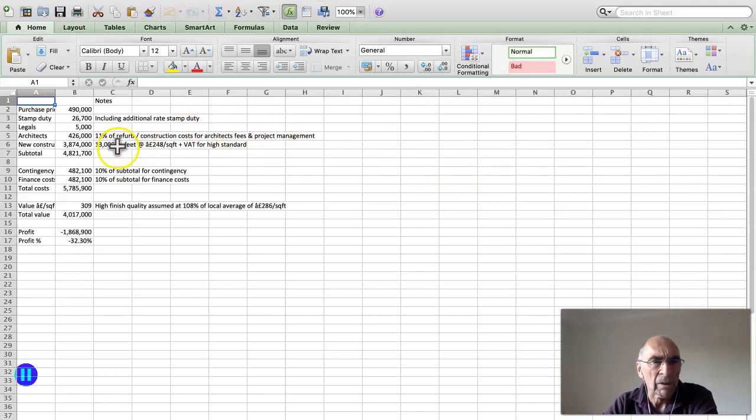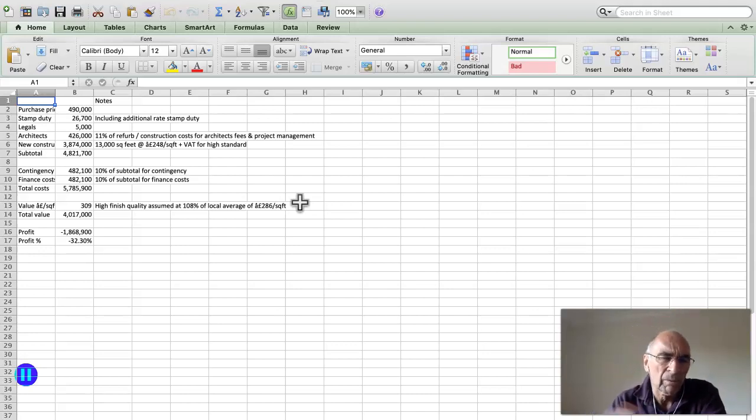And the local values per square foot are around about £309 a square foot. So that assumes a high quality finish, and that's 108% of the local average of £286 a square foot. So we've already enhanced the local rate for flats, giving a total value on the building of just over 4 million. So as you can see, if you're going to be spending 5.8 million and you've only got 4 million coming in, it just doesn't stack up at all as a deal.